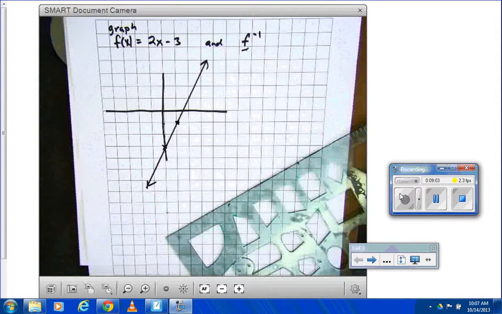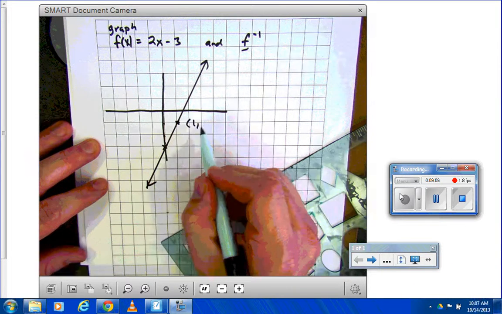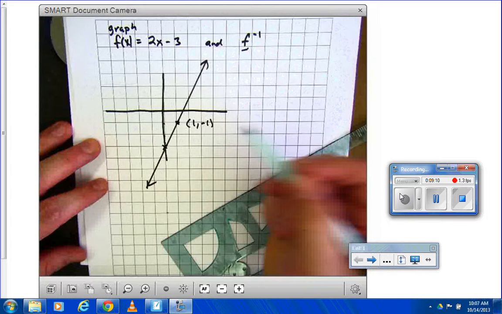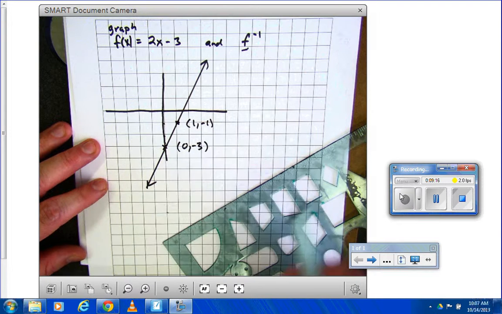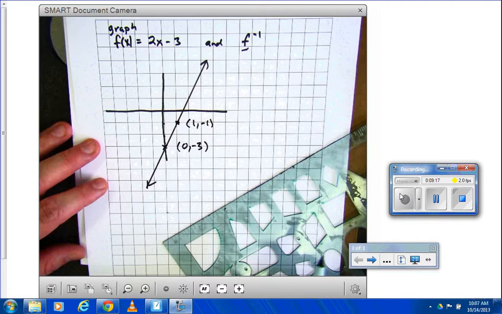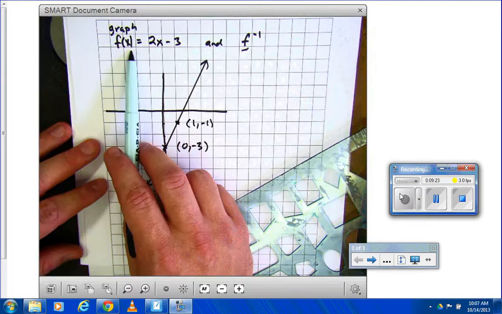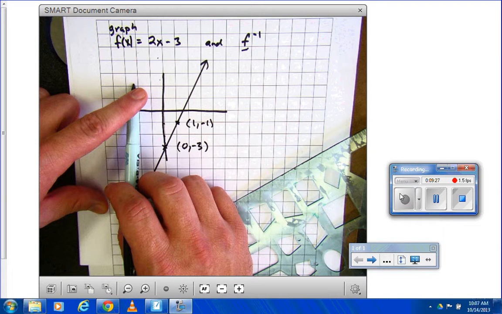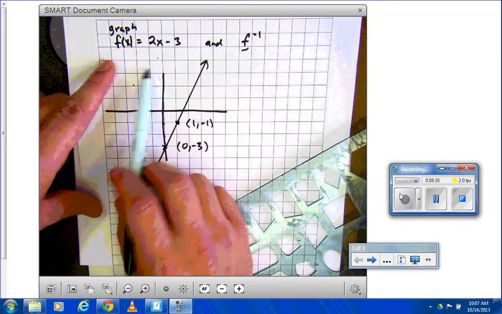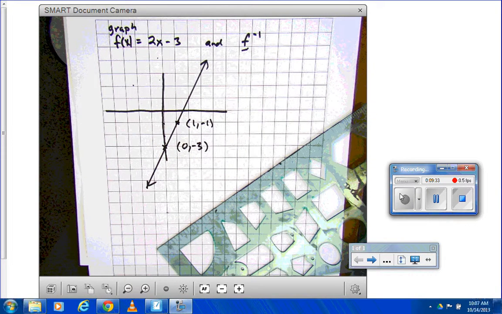Now, I'm going to see if you guys can kind of figure it out. I'm going to give you some hints here. We'll write down the ordered pairs of these 2 points that I plotted here. This was 1, negative 1, and this one was 0, negative 3. Now, see if you guys can figure out a way to graph the inverse here from those 2 points. Remember the way we find the inverse, we write it as y equals, and we switch x and y and solve for y. The key thing was switch x and y. So how can I get the inverse just from 2 points?